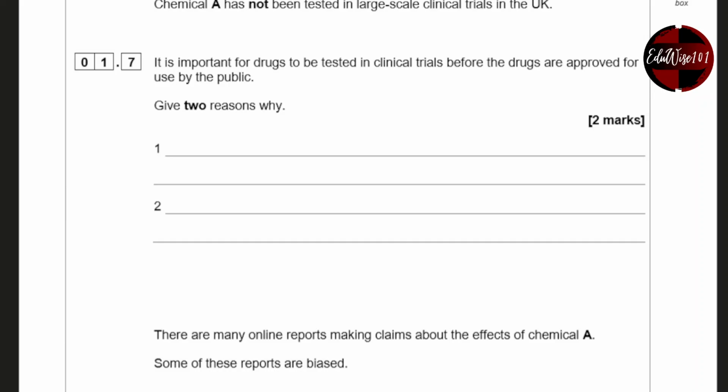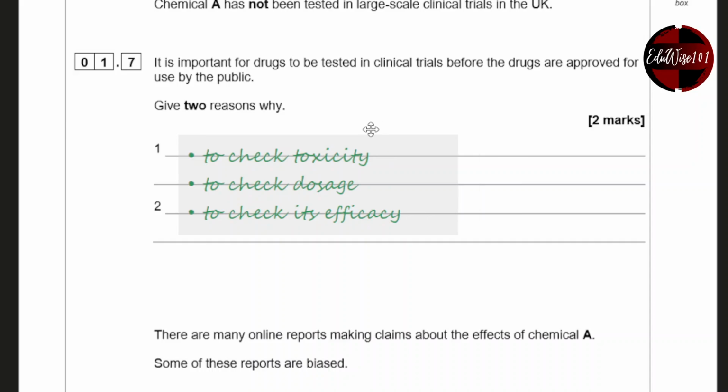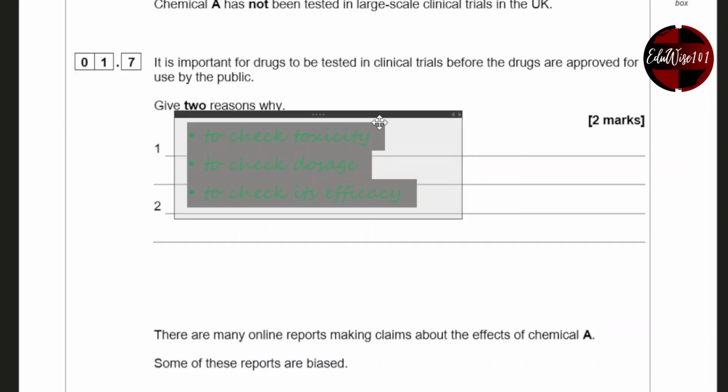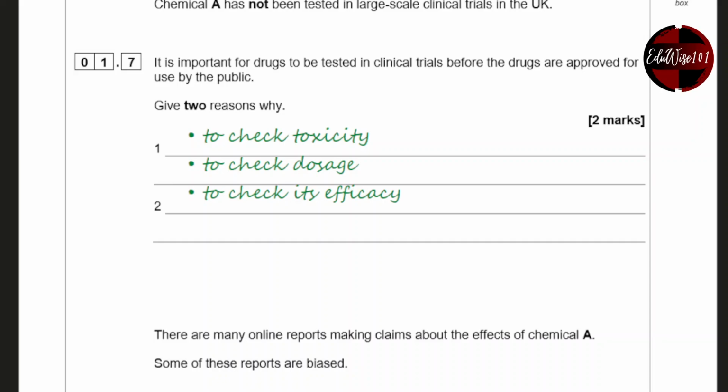So you need to know the toxicity level, right? And the dosage, how much can you actually take, and whether it will actually work on humans, right? So reasons for checking is to check for toxicity, to check for dosage, to check for efficacy, how efficient it is.